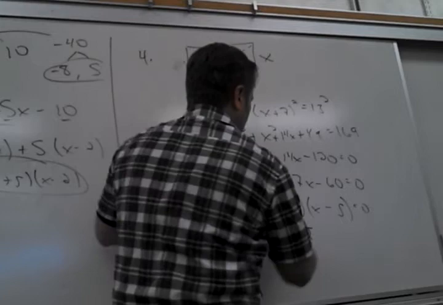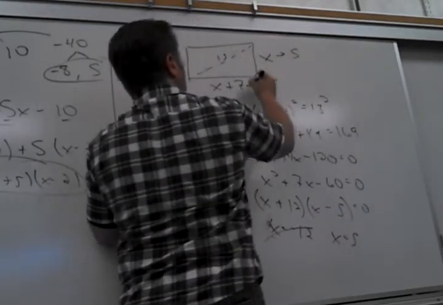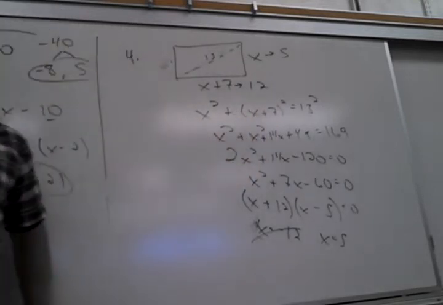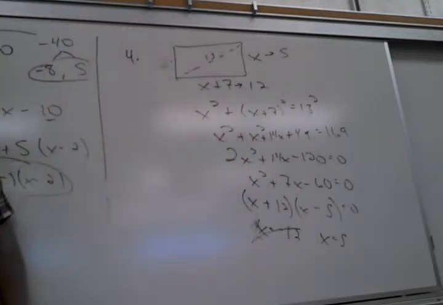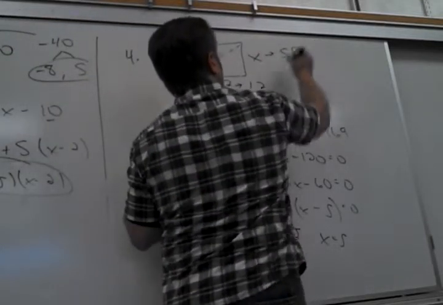So x is negative 12, no, or x is 5, sure. So this is 5, and this is 12. If you just put that, I'm going to be a complete dork like I was. I'm going to say, light years, miles, bananas. So you got to tell me, that's what? That's feet.